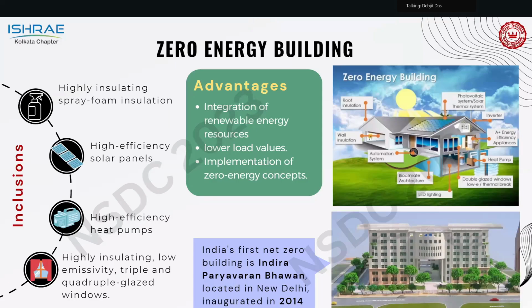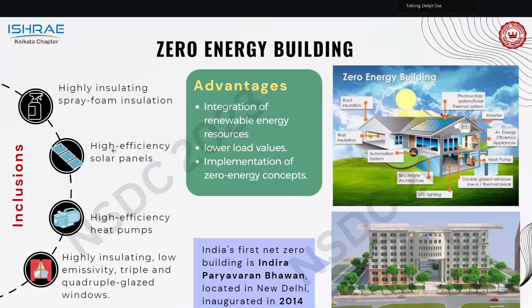Then third is the high efficiency heat pumps. This is in regards with the air conditioning system efficiency itself. And last is the highly insulating and low emissivity triple and quadruple glazed windows. This is in contrast with your heat transfer through transparent surfaces. So if you are having this kind of triple or quadruple glazed windows, they are having, I think, 3 or 4 layers which can block the sun rays. That means you are having the light requirements from it, but you are not having that kind of heat.